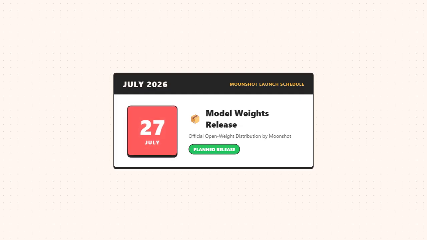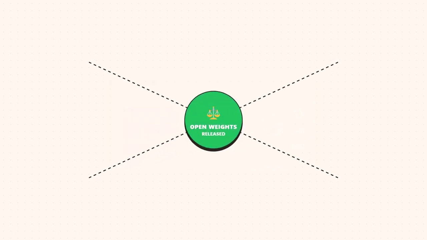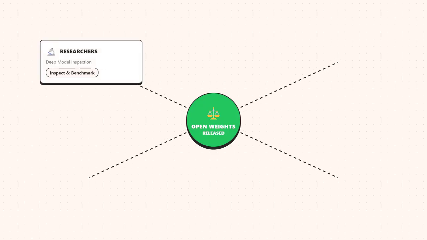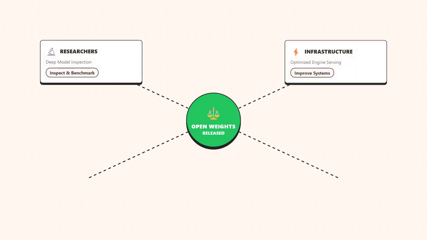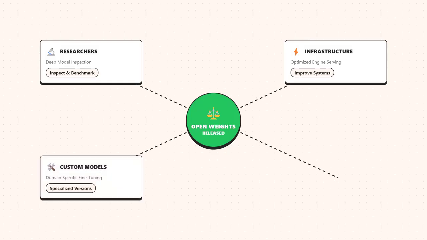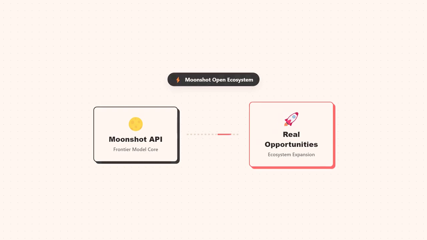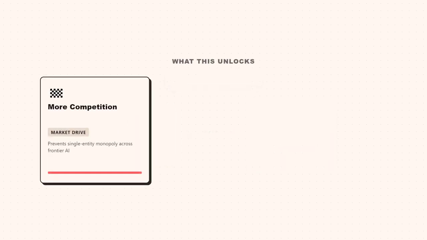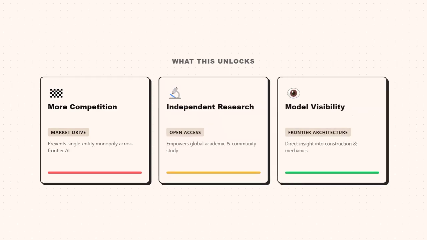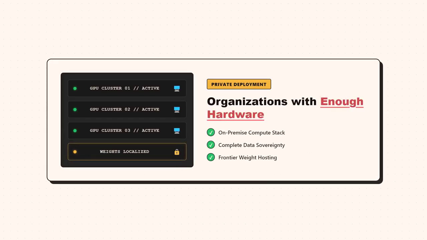There's also the open weight question. The supplied launch material says Moonshot planned to release the model weights on July 27th. Once the weights are available as described, researchers and infrastructure companies can inspect the model, improve the serving systems, build specialized versions, and create products without depending entirely on Moonshot's own API. That creates real opportunities. It means more competition, more independent research, more visibility into how a frontier-level model is constructed, and eventually, it could allow private deployments for organizations with enough hardware.